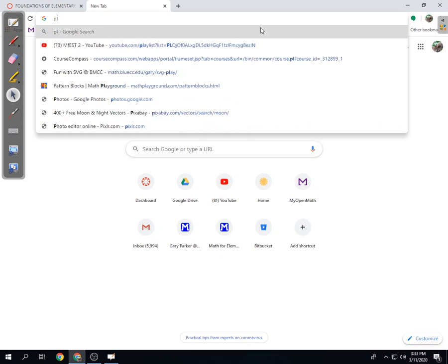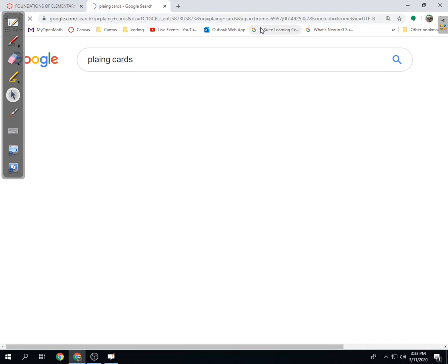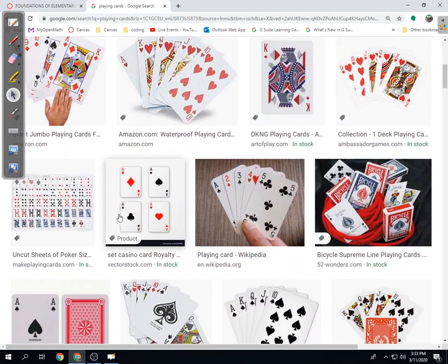Playing cards. Images. Okay, there we go.